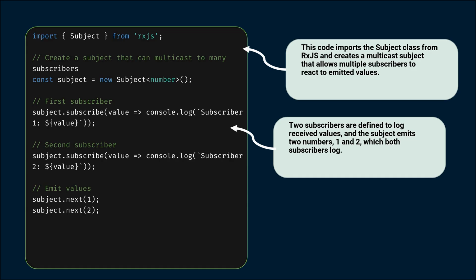When we call the next method on the subject, both subscribers receive the emitted values at the same time. Specifically, when we emit the numbers 1 and then 2, both subscriber 1 and subscriber 2 log these values concurrently. This demonstrates the powerful capability of subjects to share emitted values among multiple observers, providing flexibility in handling dynamic data flows efficiently. By utilizing subjects, you can create a more interactive and responsive application that reacts to changes in real time.